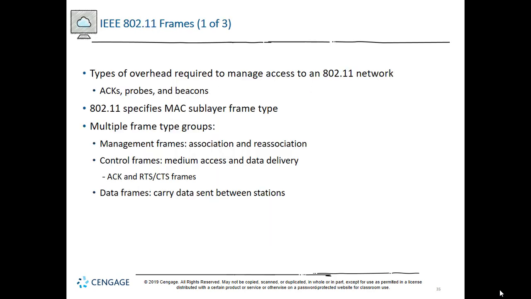Now, we've learned about some types of overhead that's required to manage access to the wireless network, for example, the acknowledgements, probes, and beacons. For each of these functions, the 802.11 standard specifies a specific frame type at the MAC sublayer. These multiple frame types are divided into 3 groups.